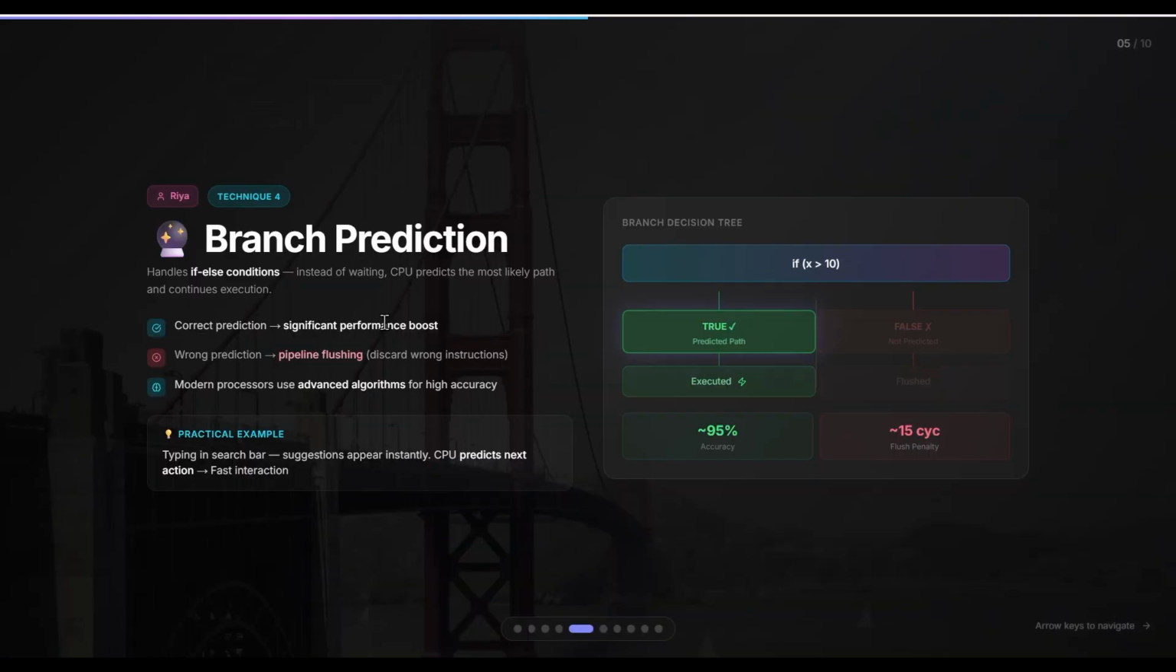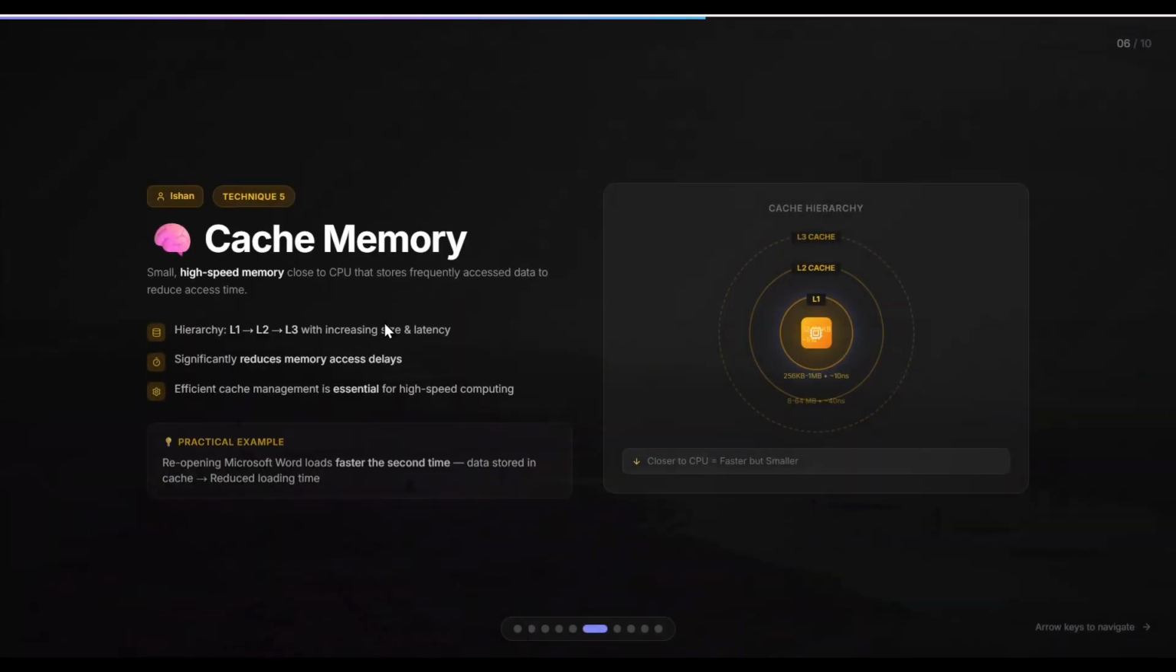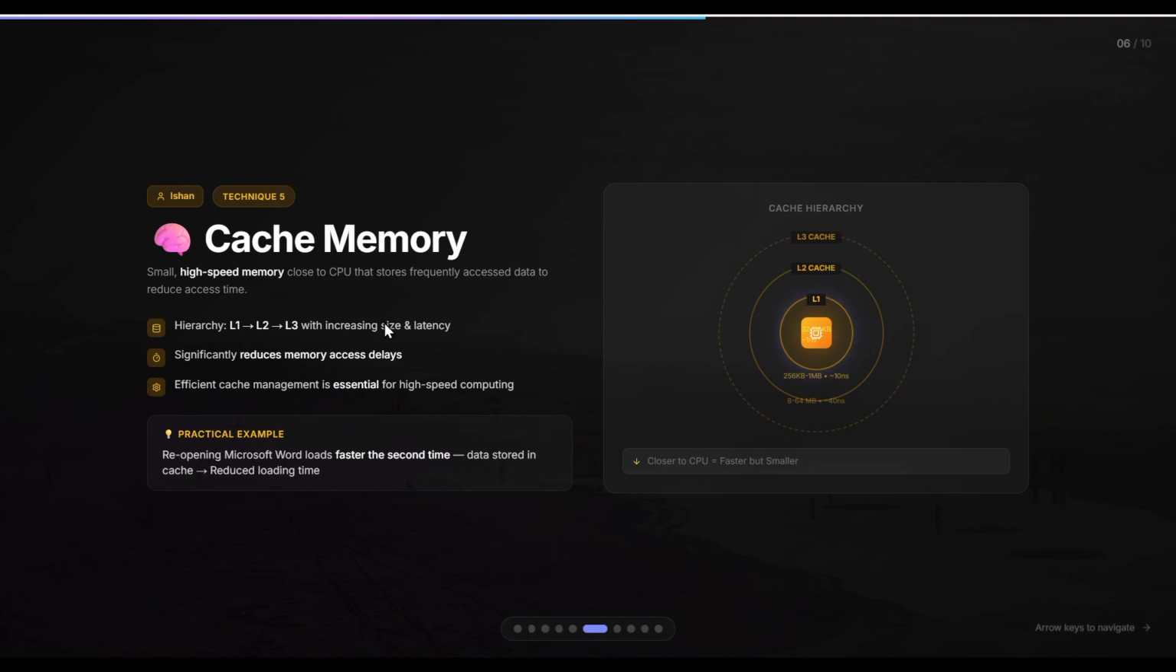So the next performance improvement topic is cache memory. So what is cache memory? Generally, when we are visiting various websites, we are asked to store our data in the cache. So cache memory is a small high-speed memory located close to the CPU. And it stores frequently accessed data to reduce the access time compared to the main memory.